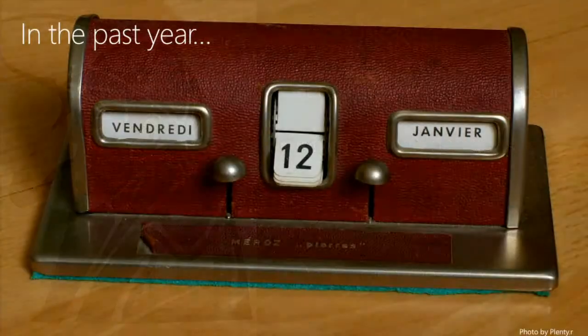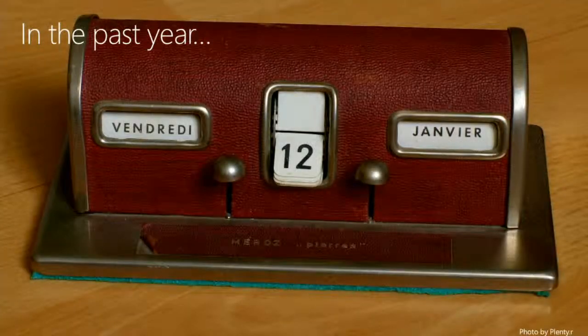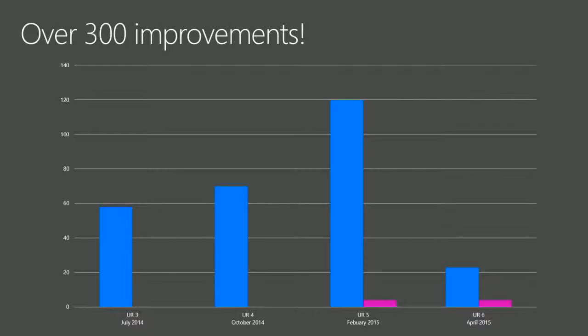So let's talk about the past year. In the past year, we've had over 300 improvements. And you can see UR5 is where we really made a huge quality push. The developers just did an amazing amount of work there, fixing bugs, putting in features, the whole 9 yards. UR5 and UR6, those little magenta, I guess I'm going to call them, bars, those are the features that we started to add, beginning with UR5. It actually wouldn't surprise me as time goes on if those bars sort of even out a little bit more, but we'll see.